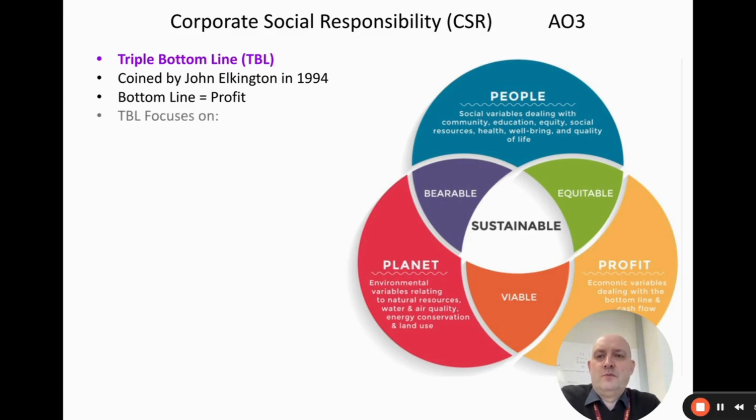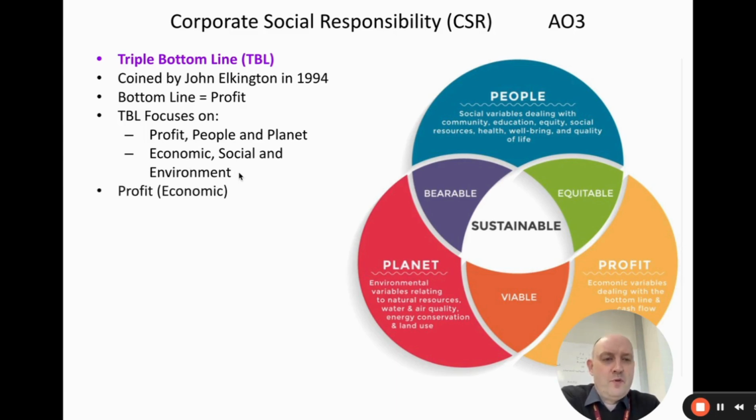But the triple bottom line now focuses on three things. It focuses on profit, and also people and the planet. Another term you might hear is that it focuses on economic, social, and the environment. So again, the triple bottom line focuses on profit, which is the economic part here. And this is historically what businesses have focused on for profit.